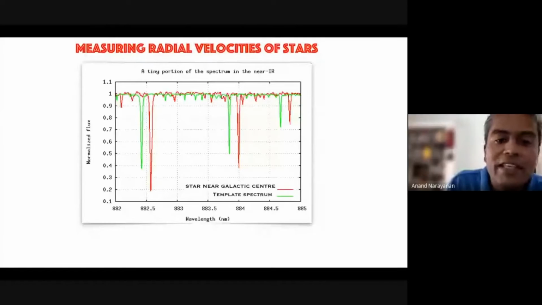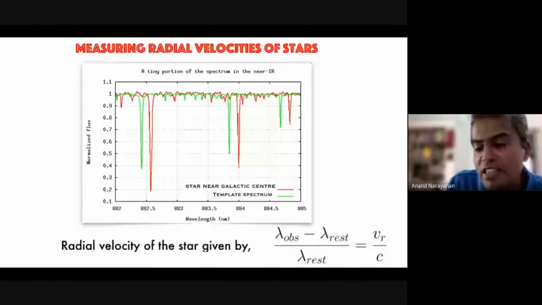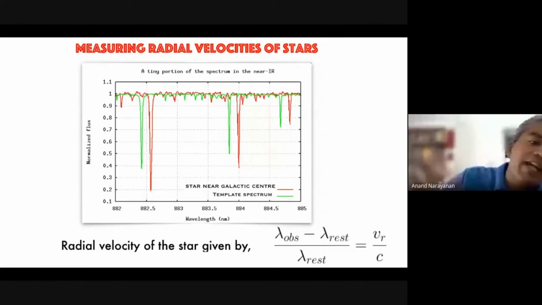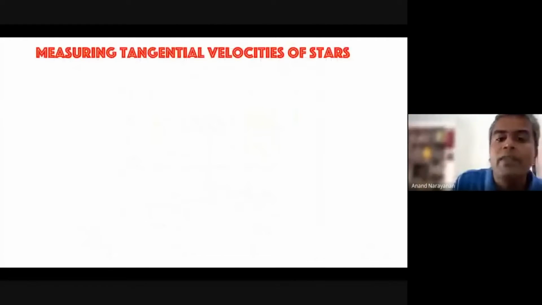So here you can see that every line is offset from where it is supposed to be by a small amount of wavelength. This shift in wavelength can be used to compute what is the radial velocity. So this is how astronomers measured the radial component of stellar velocities. And the tangential velocity is measured as follows.